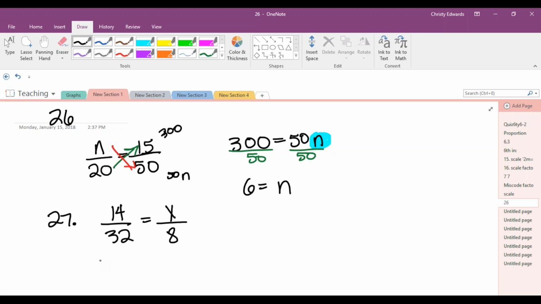20 times 2.5. Wait, isn't 20 times 2.5 50? There isn't 20 times 2.5 though, it's 20 times 15.